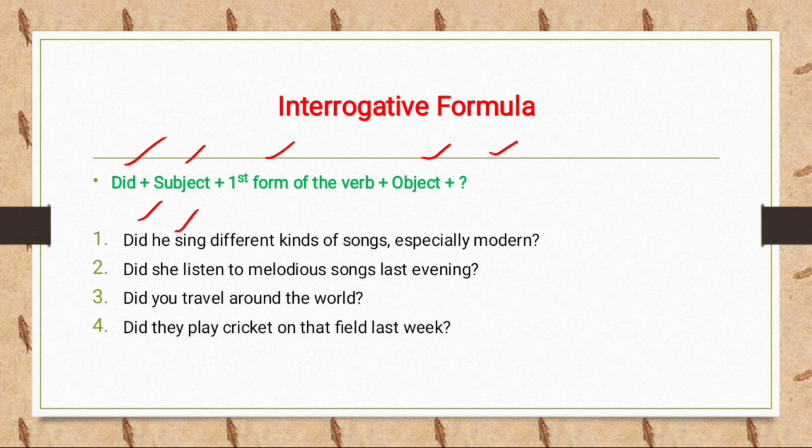He is subject, sing is what? First form of the verb. Different kinds of songs is object, and especially modern again object. At the last we have to use question mark. Question mark is important, then it becomes interrogative. If you don't use question mark, then it doesn't mean that it's interrogative.